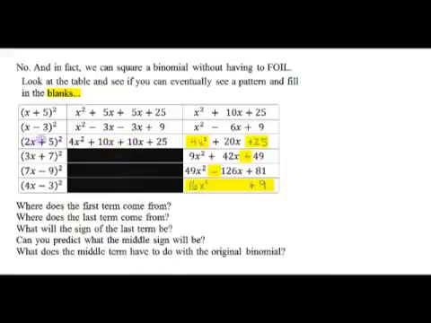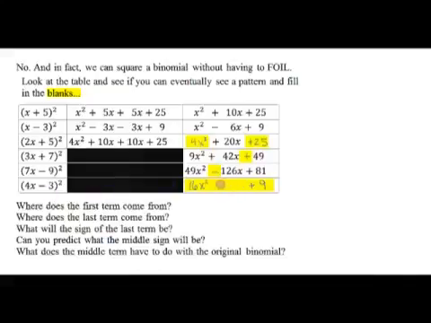So let's see, 2x times 5 is 10x. We double it to get 20x. 3x times 7 is 21x. We double that to be 42x. 7 times negative 9 is negative 63x. We double that and we get negative 126x.